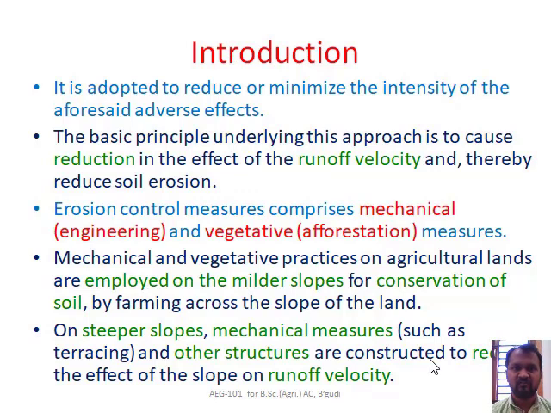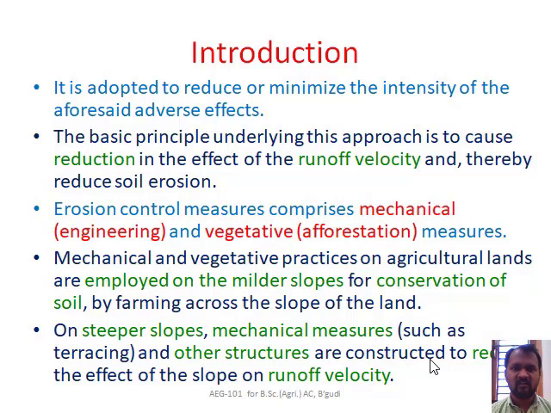Here in the introduction we'll see how erosion takes place. Erosion takes place both due to natural causes and anthropogenic factors. Control measures are adopted to reduce or minimize the intensity of the aforesaid adverse effect. The basic principle underlying this approach is to cause a reduction in the effect of runoff velocity and thereby reduce soil erosion.